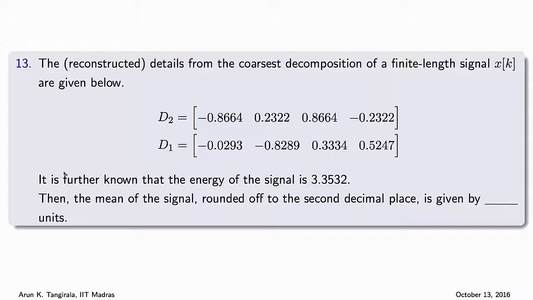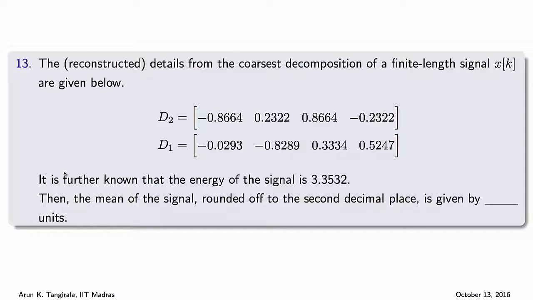Let us look at the 13th question. In this question, the details are given from the coarsest decomposition of a finite length signal, all right. So, what would a coarsest decomposition mean? It means that I have gone to the coarsest possible level. For example, if I am given a signal of length 8, then the coarsest possible level would be 3. So, the first level would give me 4 coefficients, second level 2 and a third level 1.